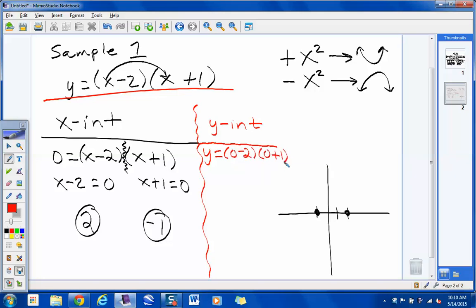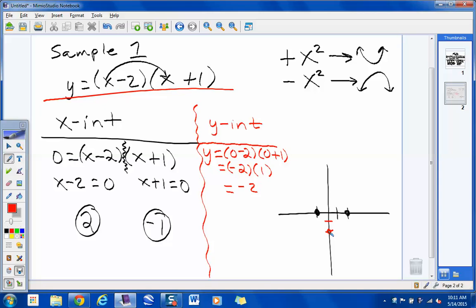Okay, so this is a product of what and what? Negative 2 times positive 1. Very good. And what is that product? Negative 2. So my y-intercept would be what value, guys? So on the y-axis, you're going down how many units?